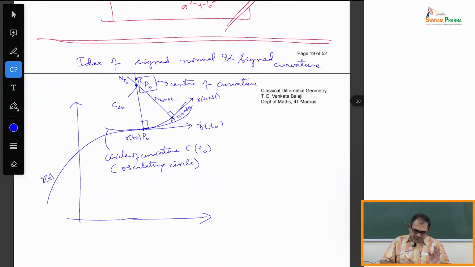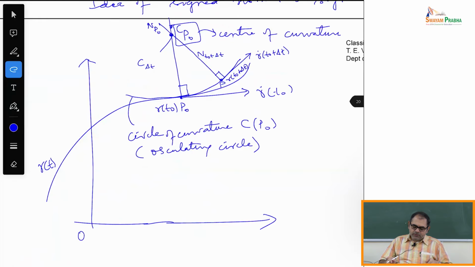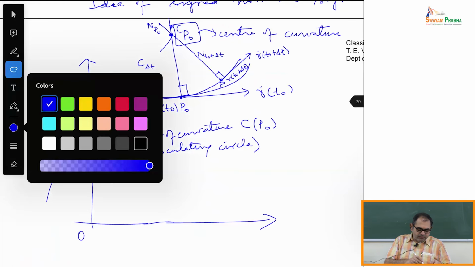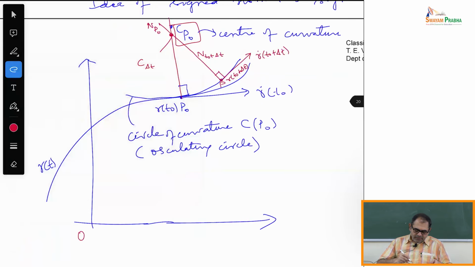Okay, so I am trying to tell you that the idea of sine normal and sine curvature was necessitated in a geometric way. All right, so what was that? So what you do is that you take this, put the origin here. So you think of this point P naught as also position vector gamma T naught. Okay, now gamma T naught is also thought of as position vector. So we have always this duality.